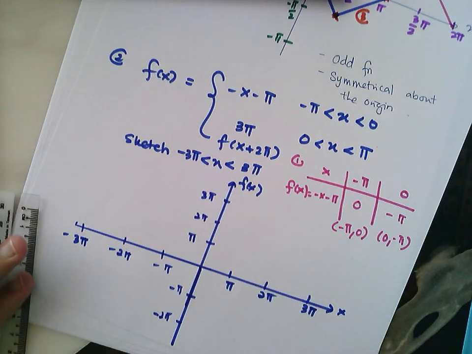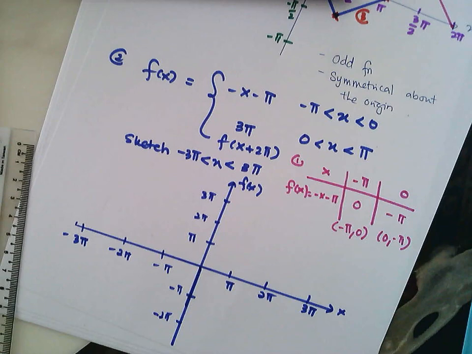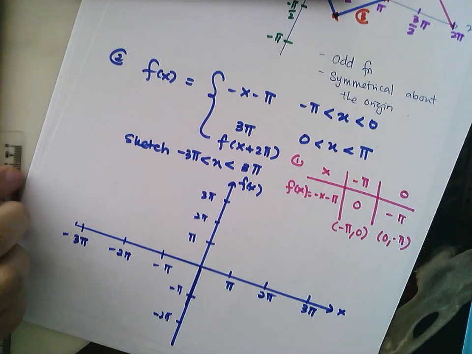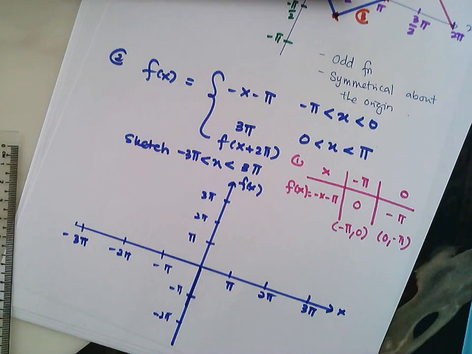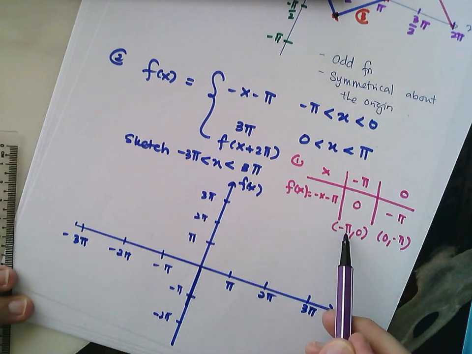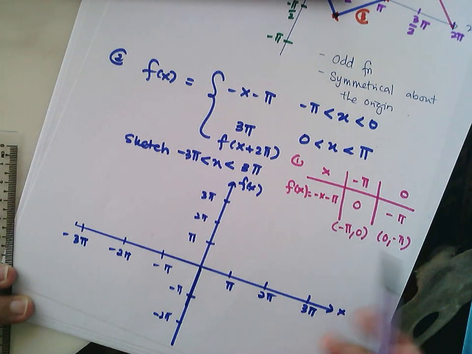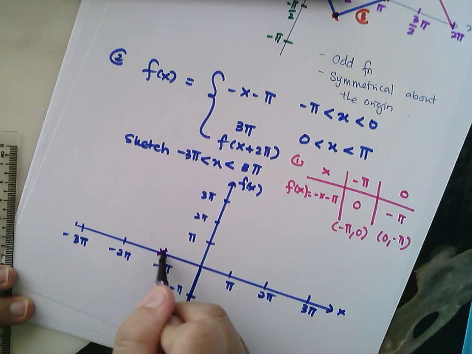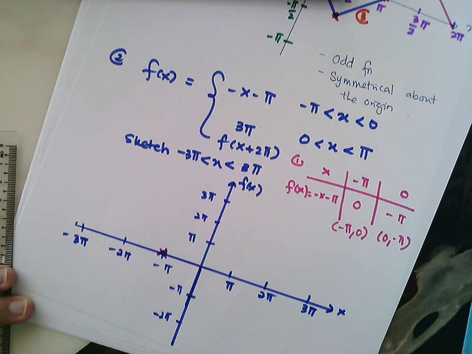Okay, so now we are going to sketch. Your first point is (-π, 0). Where is (-π, 0)? x is equal to -π, f(x) is equal to 0. So it is here. Another one is (0, -π), which is here.